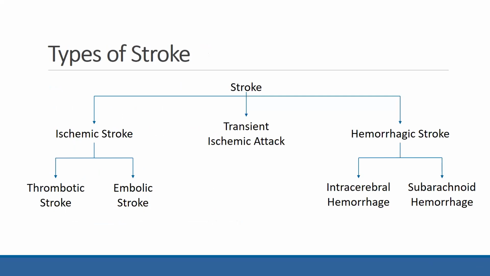Okay, so there are two main types of stroke: an ischemic stroke that you can see on the left of this diagram, and a hemorrhagic stroke that you can see on the right. We're also going to talk briefly about something called a transient ischemic attack, or a TIA. But let's start with ischemic stroke.